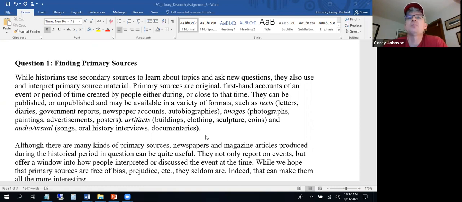Another thing you should know about primary sources is they don't necessarily have to be written text-based documents. Although those tend to be the most helpful, they could be a variety of other things. They could be paintings, they could be maps, they could be a sundry of audio-visual materials, they could be a wide variety of physical items as well.